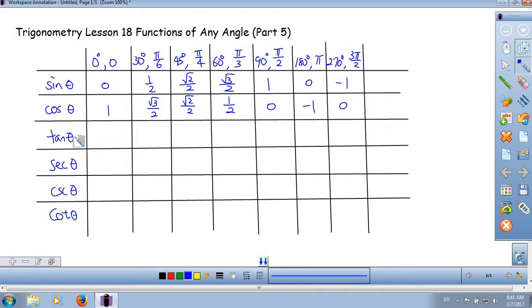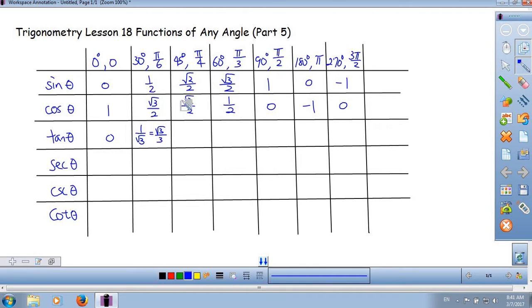Tangent, again, we're going to say this over and over again, is sine divided by cosine. So let's see what tangent is. Tangent of 0 degrees is sine divided by cosine, so 0 divided by 1 is 0. What about 1/2 divided by square root 3 over 2? Well, it's 1 over square root 3, but it can also be written as square root 3 over 3 when you rationalize it.